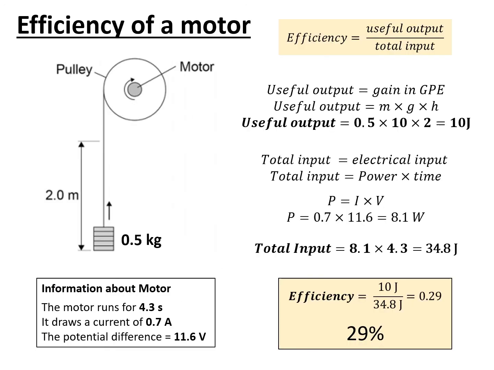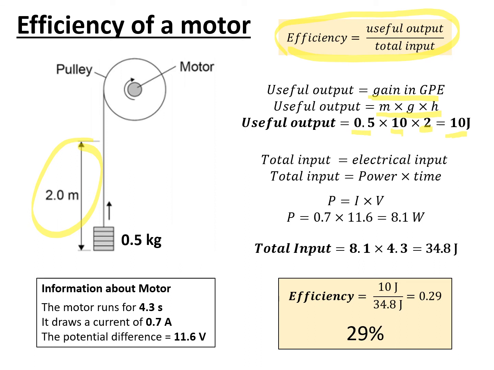We do a calculation. Here is an example of a motor lifting a mass. So looking at this, then we're going to work out the efficiency using this equation. The useful output is the gain in GPE, which is mass times g times h. Well, the mass is 0.5, g is 10, the height is 2. So the mass gained 10 joules at the end of this, and that's the useful output.